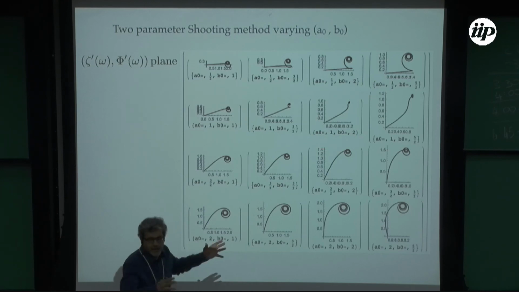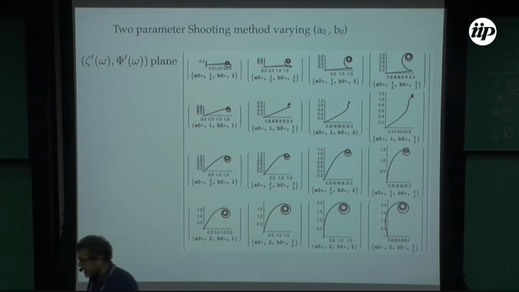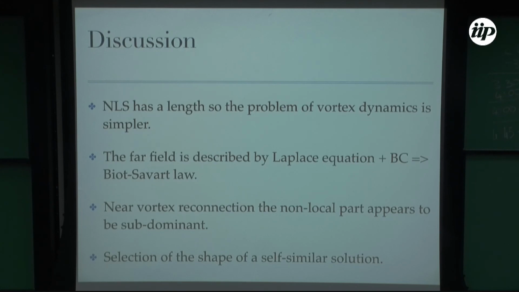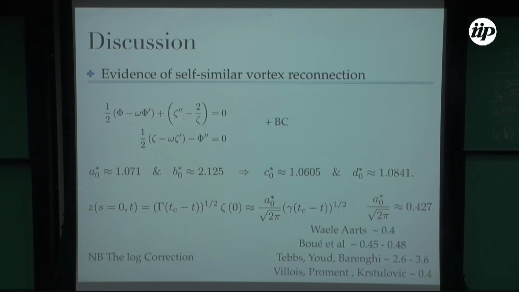And then I zoom the parameters there, and subsequently you can fit very well that this is the best that I can get. This black curve here is the only one that does not oscillate. And it gives an A0 of 1.075 and a B0 of 2.15. Okay. I will give you this discussion later.